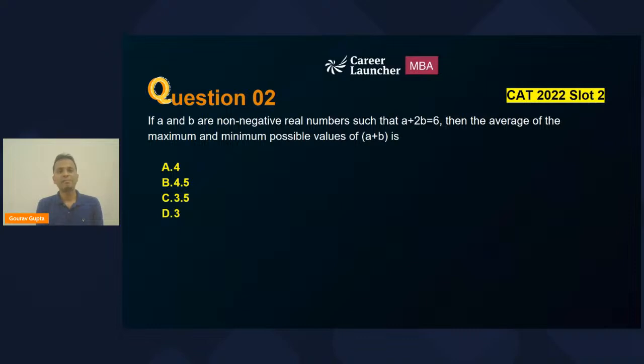Now, if A and B are non-negative real numbers such that A plus 2B is equal to 6, then the average of the maximum and minimum possible values of A plus B is how much? So basically, you will have to find out the maximum value of A plus B and the minimum value of A plus B, and then you'll have to find out the average of that.